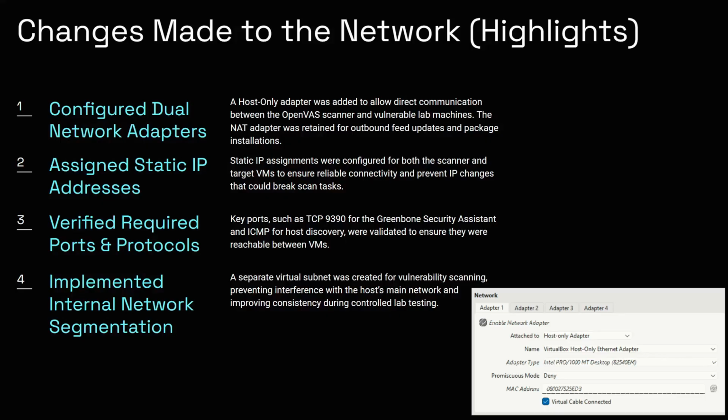Additionally, I verified all required ports and protocols between machines. OpenVAS relies on ICMP for host discoverability and specific TCP ports, including 9390 for the Greenbone interface. Ensuring these ports were open helped prevent timeout issues. Finally, I created a dedicated internal subnet specifically for vulnerability scanning. This isolated testing traffic from the host's primary network and ensured more consistent, controlled scan results.